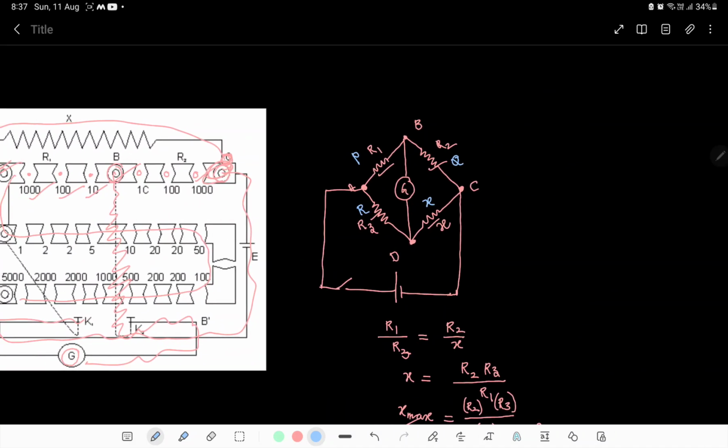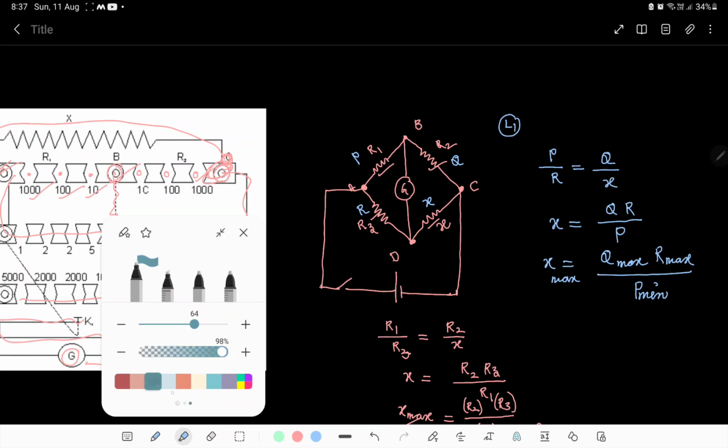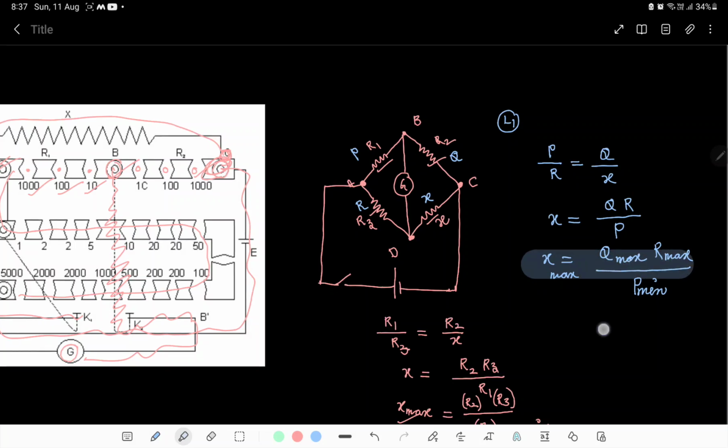Therefore, if I write for the balance, that's logic number 1: P by R will be equal to Q by X. Therefore X is equal to Q into R by P. To get X max, Q must be maximum as well as R must be maximum, and P should be minimum. So that is the main logic in order to solve the problem, right?